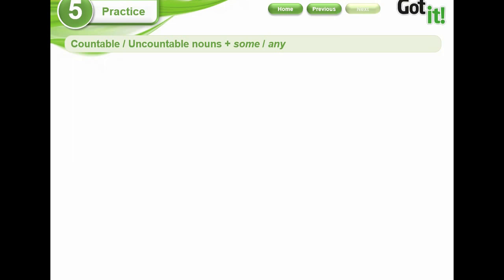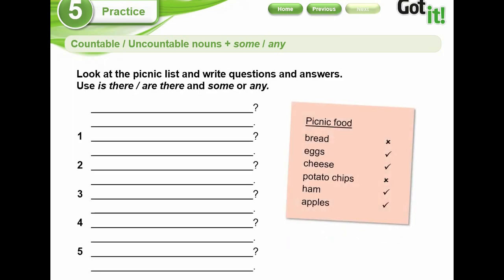So let's continue with more exercises. Here it says, look at the picnic list and write questions and answers using there is and there are. That's okay. Well, I strongly consider that this is not necessary for you, because what you have to do in your exercises is to identify if the noun is countable or uncountable. Entonces lo que podemos practicar ahora es lo siguiente. Bread, uncountable. Eggs, countable. Cheese, uncountable. Potato chips, countable. Ham, uncountable. Apples, countable. That's okay. Very good.